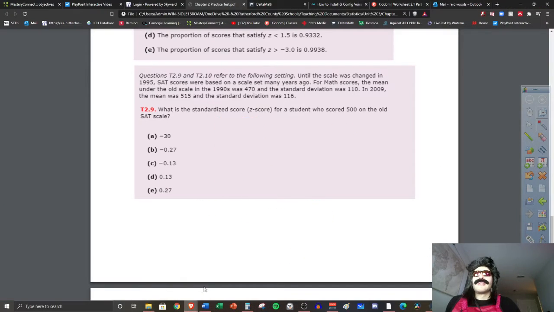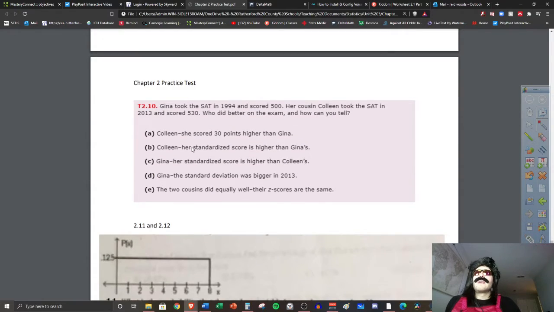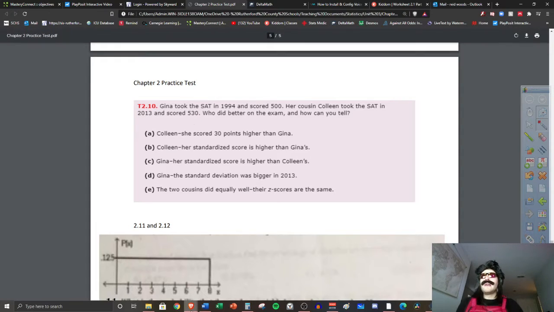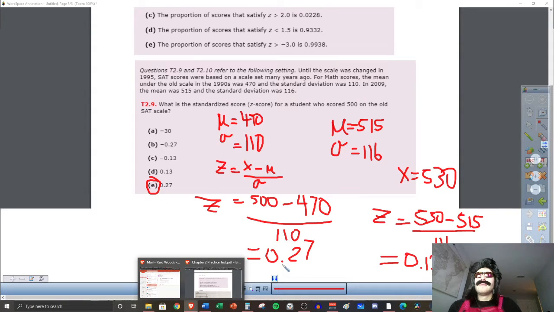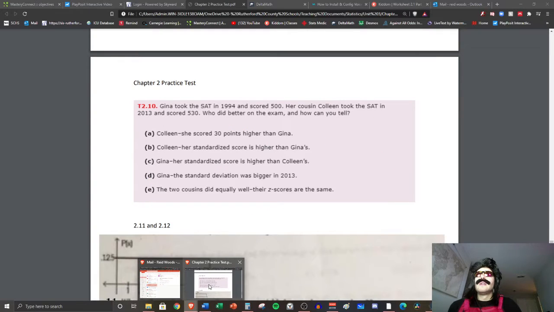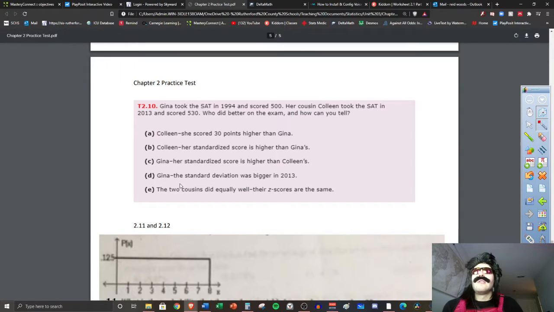So let's look at the question. We have our z-scores now. Who did better, Colleen or Gina? So Gina is the one with the older score, and we know that she did better. The z-score of 0.27 is greater than this, so she did better relative to her class, comparing these two distributions. So Gina did better. Her standardized score is larger. So on this one, I believe it's going to have to be C. C should be the right answer on this one, so let's double check that.